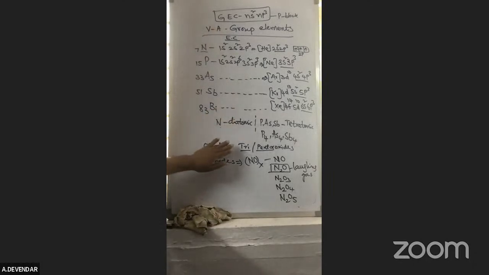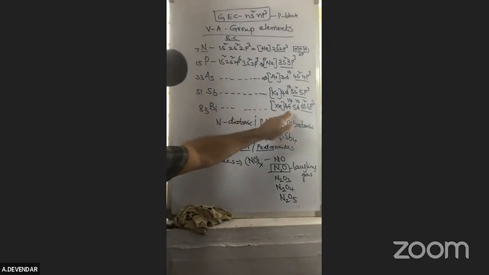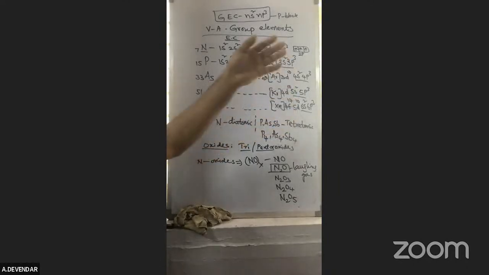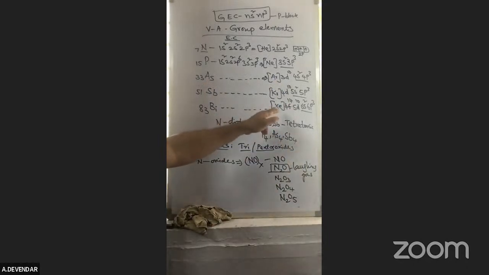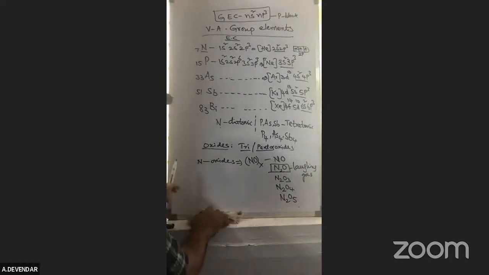And also you are writing the pentoxide. Bismuth does not form the pentoxide; only the remaining ones can form it, because of the inert pair effect. Inert pair effect means the d orbitals that are entered act as a shield, so it is called the inert pair effect. Due to that, it can act like this. So this is about the oxides.